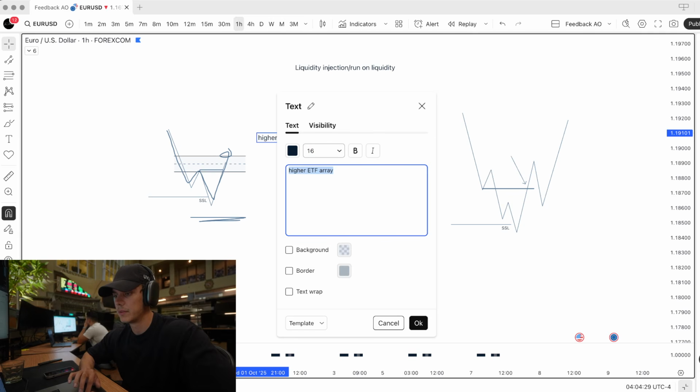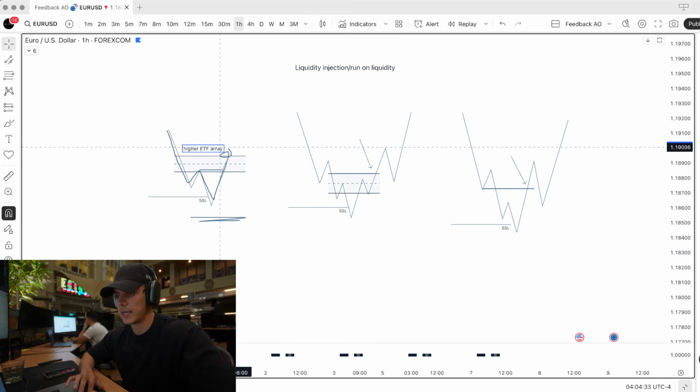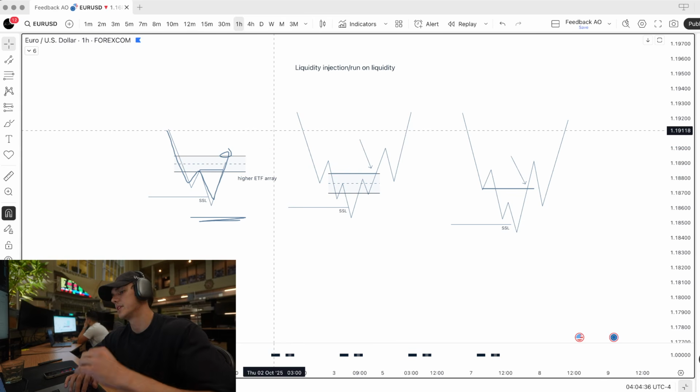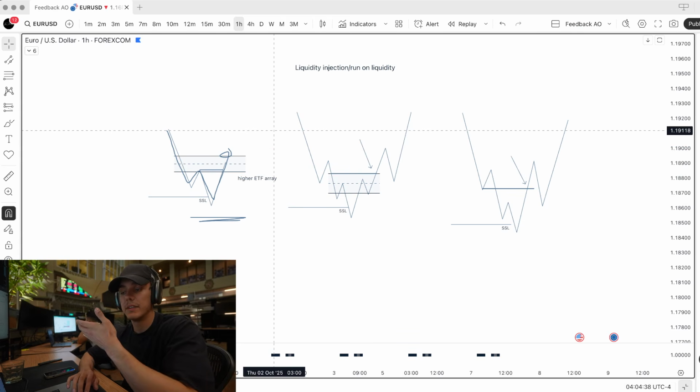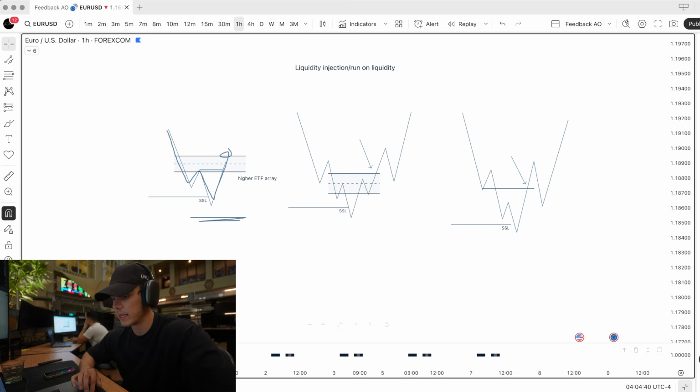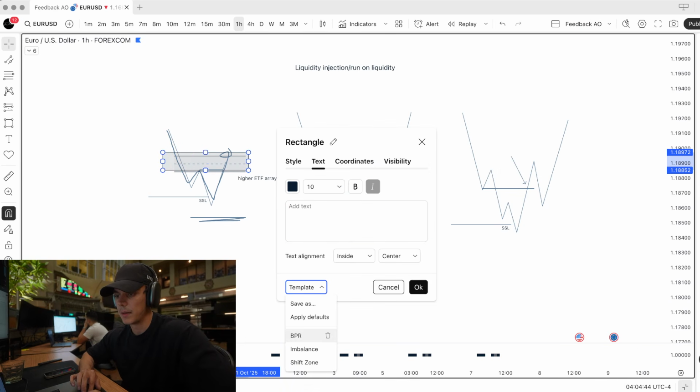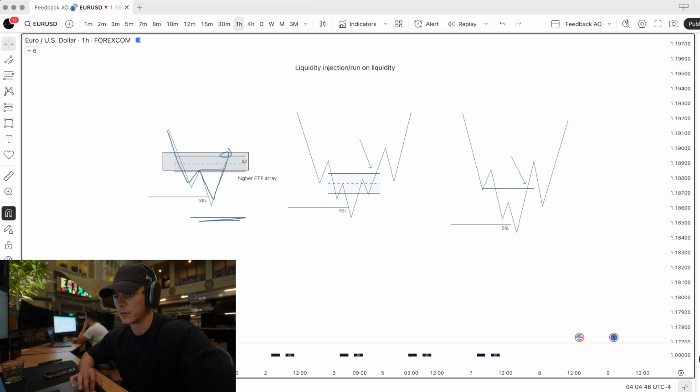And this can be one of 2 things, something like this, right? So you're trading into pretty much a higher time frame, a higher ETF array, which is either an imbalance. It could also be a shift zone that is higher, right? It could also just be an order block that is resting here as well.